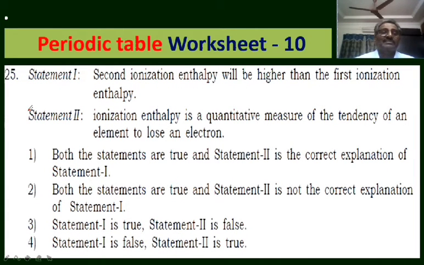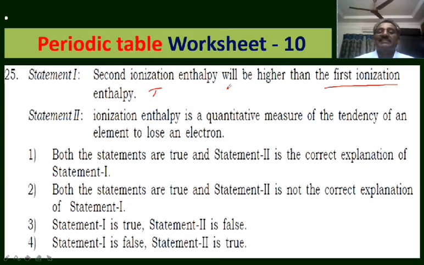Next, 25th question. Statement 1. Second ionization enthalpy or ionization energy will be higher than the first ionization enthalpy. This is true. What is second ionization enthalpy? The minimum amount of energy required to remove an electron from a unipositive gaseous ion is said to be the second ionization enthalpy. The first ionization energy or first ionization enthalpy is the amount of energy required to remove an electron from a neutral gaseous atom. If the first electron is removed, the effective nuclear charge increases.